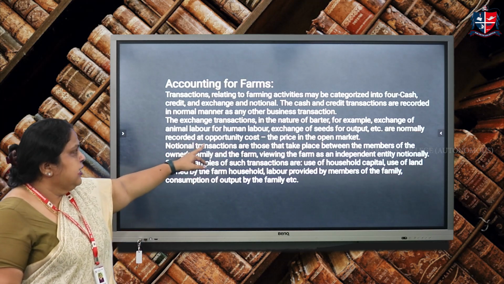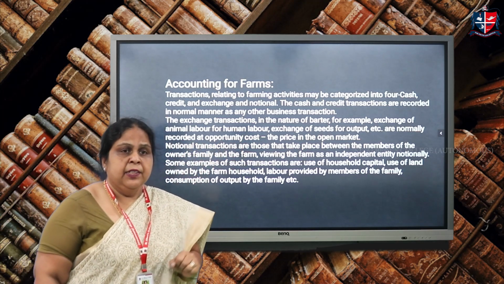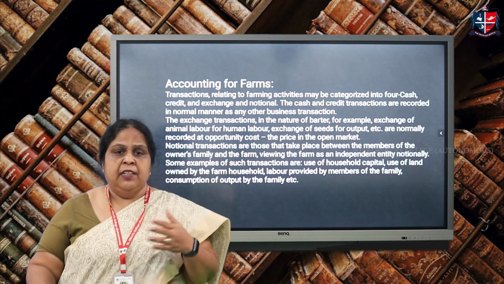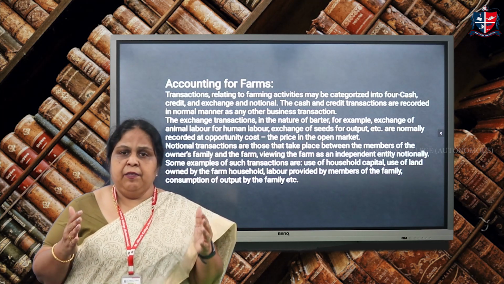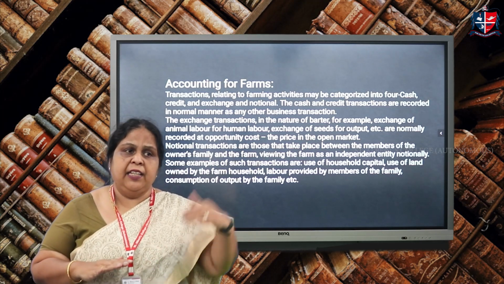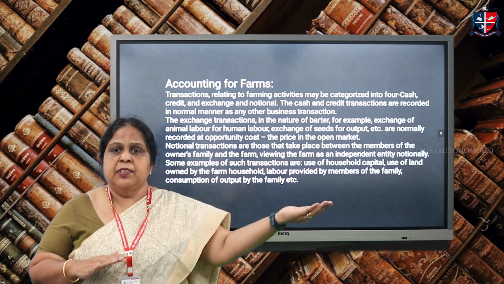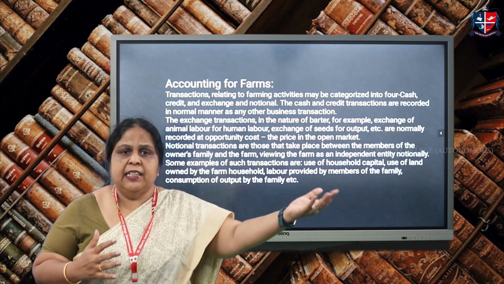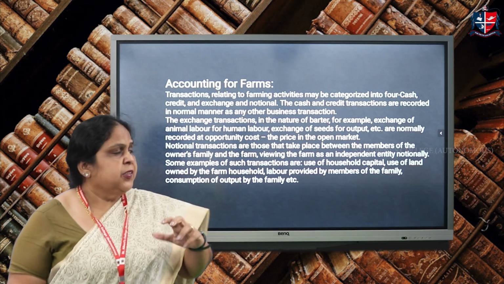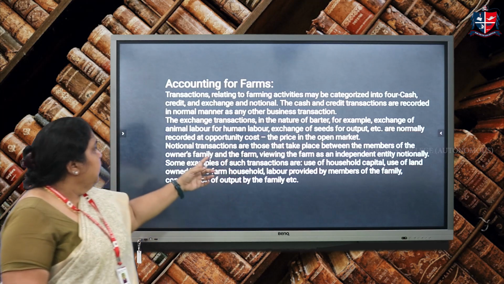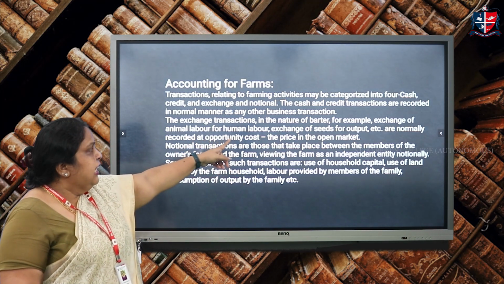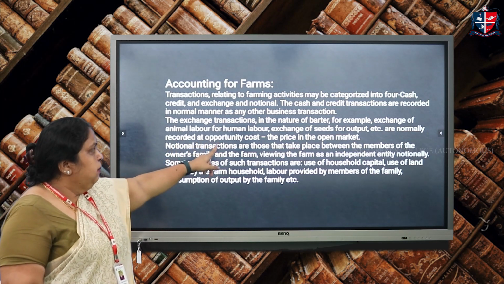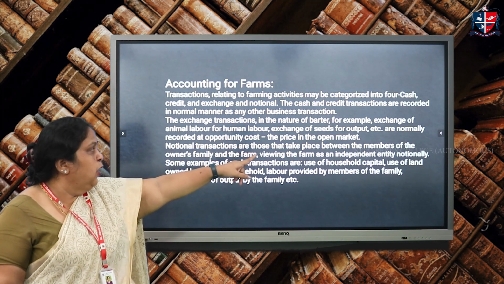Now the exchange transactions are in the form of barter system. So barter system is exchanging of goods. How can you exchange? Suppose I am having a paddy field with a lot of rice grown there, and my neighbor is having a wheat field. So what happens is when I get my produce of rice, I would give him rice and in fact get wheat in return. So that is a kind of barter system. So the exchange transactions are in the nature of barter, and they can exchange even animals, human labor, seeds or even the output.